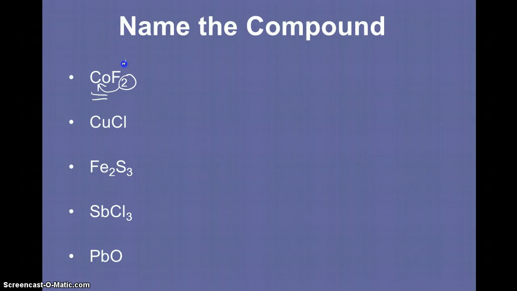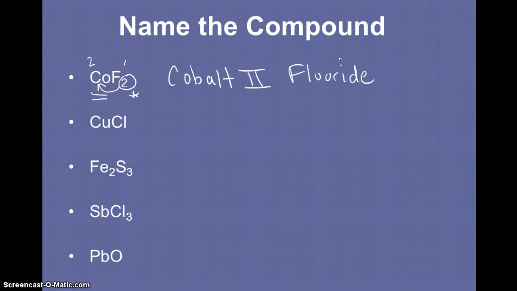So you could do this if you want to. Maybe not as necessary when naming the compounds, but more importantly, when that metal, that first element, has more than one oxidation state, you have to give me a Roman numeral in the name. So let's give that a try. Here we have cobalt, Roman numeral 2. Again, this is the oxidation state of cobalt in that formula, and they still end in -ide: fluoride.